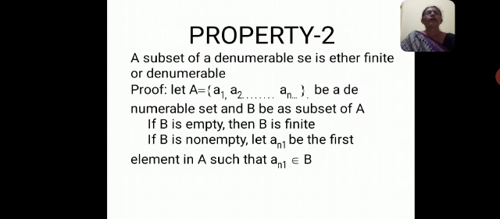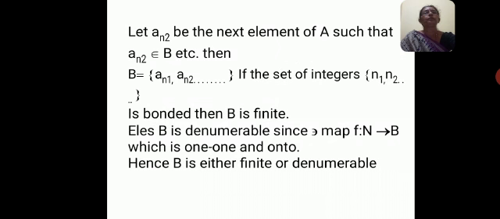Property 2. The statement of property 2 is: a subset of a denumerable set is either finite or denumerable. Proof of this: let A equal to the set of a1, a2, and so on, an, be a denumerable set and B a subset of A. If B is empty, then B is finite. If B is non-empty, let a_n1 be the first element in A such that a_n1 belongs to B. Let a_n2 be the next element of A such that a_n2 belongs to B, etc. Then B equals the set of a_n1, a_n2 and so on.